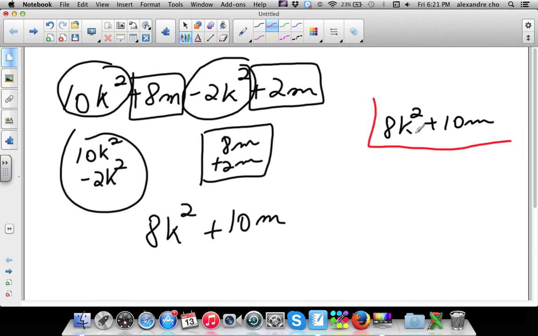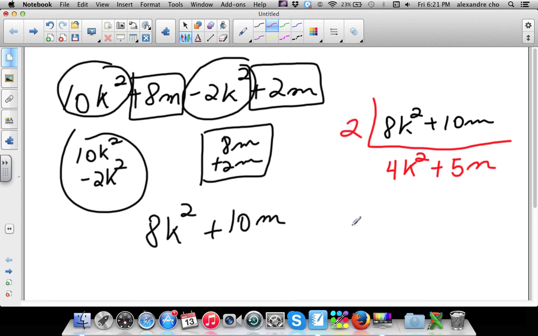Okay, a number that goes into both 8 and 10, that looks like it's a 2. And 2 goes into 8 4 times, and you get 4k squared. 2 goes into 10 5 times. Okay, bring everything down exactly. The addition side should come down as well. And that's it. No other number will go into 4 and 5 except 1, so we don't have to do it. So we're done. In this case, it was pretty easy.